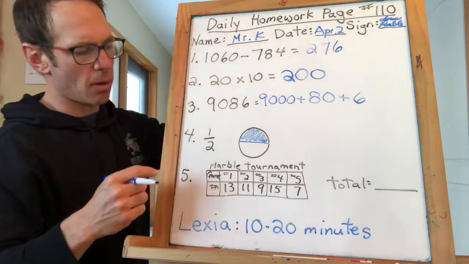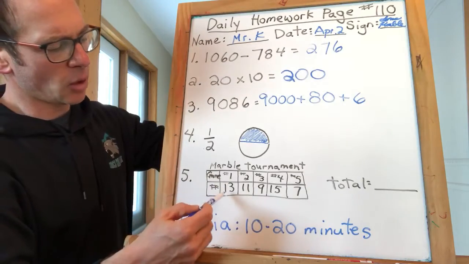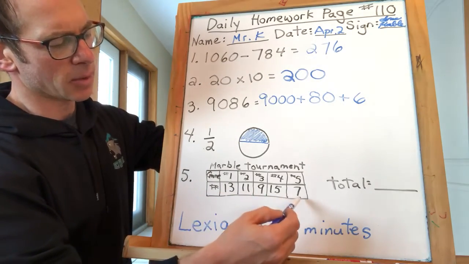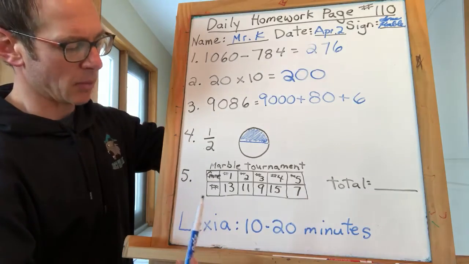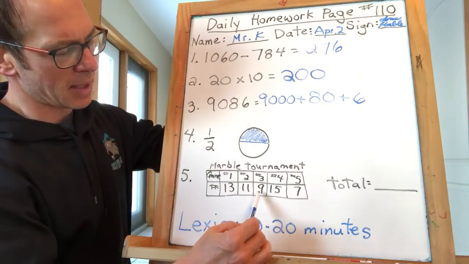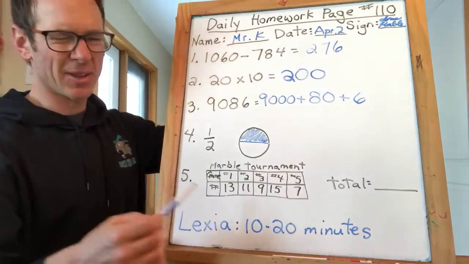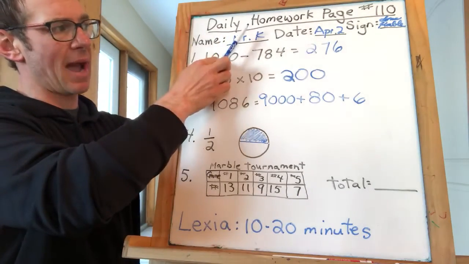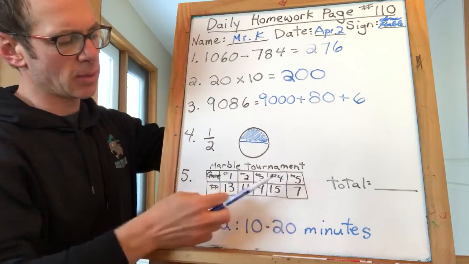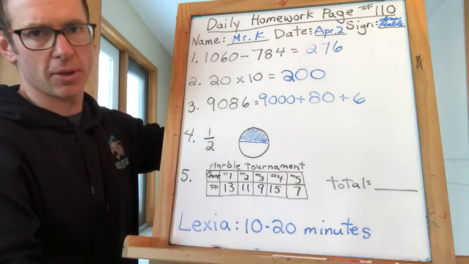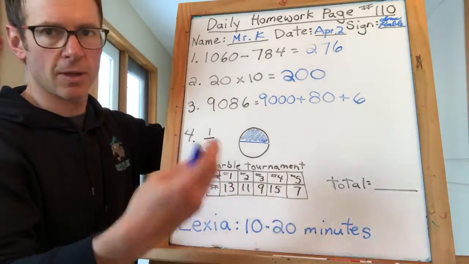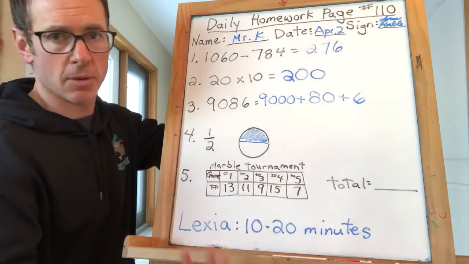Last question asked about a marble tournament. I wanted to know how many total marbles were knocked out of a circle if these were the numbers for each of the rounds. So we have 13, 11, 9, 15, and 7. Now the thing to remember about adding is order doesn't matter. Unlike subtraction where we have to keep the order, we can switch around the order of adding. It's called commutative property, right? When you commute, you move, right? Commutative means that we can move the numbers around.